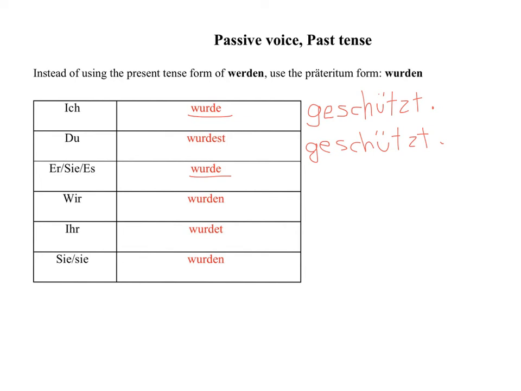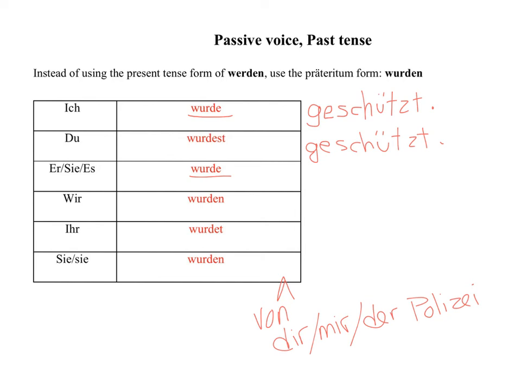Note also that the focus isn't on who is protecting these people. It's just that they were protected. Remember, you can always add von in the detail of who. Maybe it's von dir, by you, by me, von mir, von der Polizei. Maybe they were protected by the police. So those are some examples how you can add that detail.